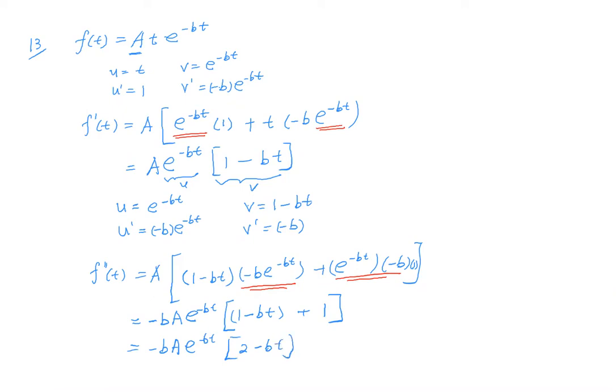So F double prime T, you want to find the inflection point, correct? This one must be equal to 0. So therefore, 2 minus BT equal to 0, because this one cannot be 0. So your BT equal to 2, so your T equal to 2 over B. Can or not? So you just need to be very patient and do it. Remember to factorize. Will that be fine?